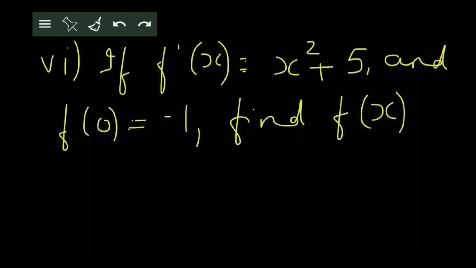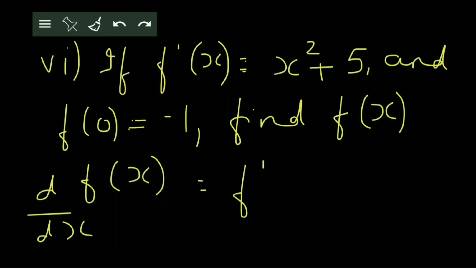The sixth question of exercise 5.1. The question, as you can see, is: if f dash x is x square plus 5 and f0 is minus 1, find the value of fx. It's an important question. It comes for minimum 3 marks in the exam. So here, in the solution, suppose fx is given to us. How to find f dash of x? Yes, we find the derivative, isn't it? We do d dx of fx. And thus we get f dash of x.